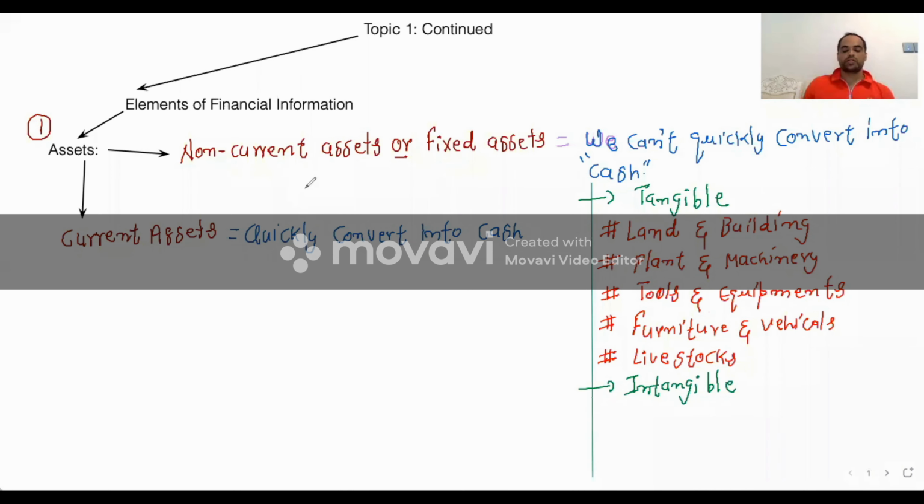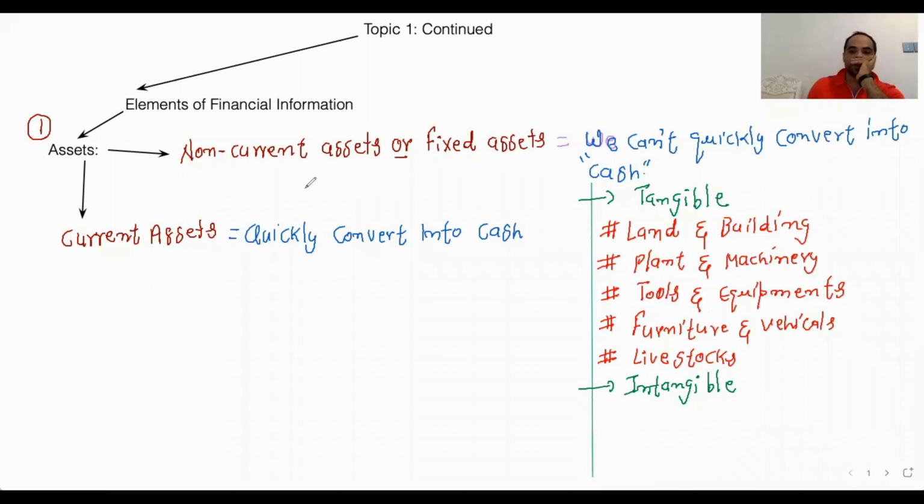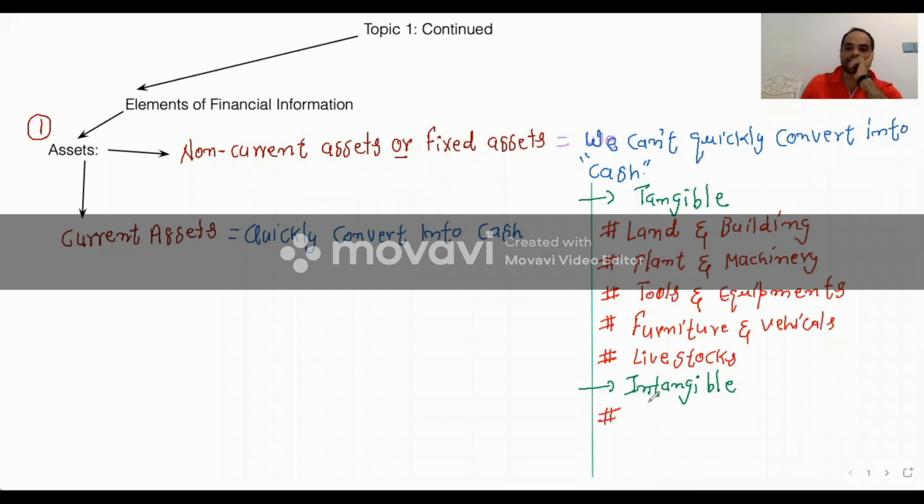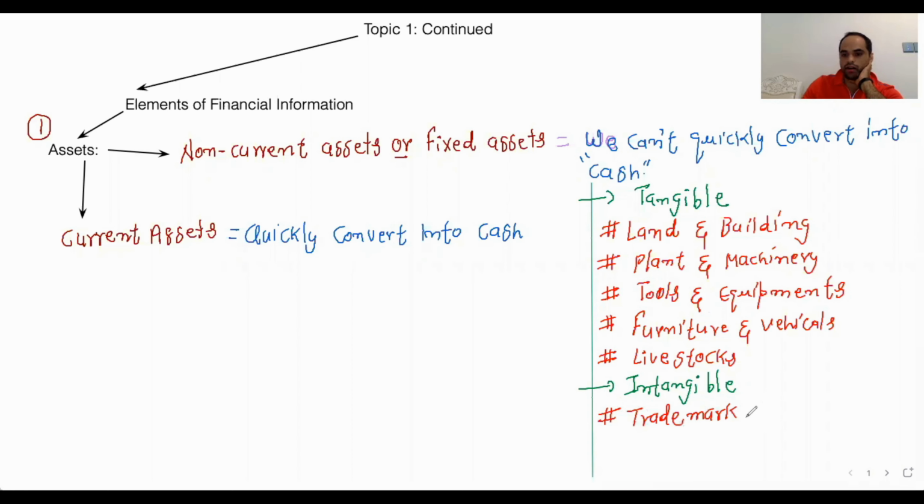Now let's move on to intangible assets. What is inside intangible? An intangible asset is any kind of asset that you cannot see and cannot touch. So intangible assets involve a trademark, or logo.